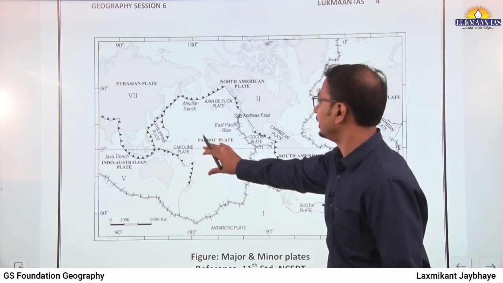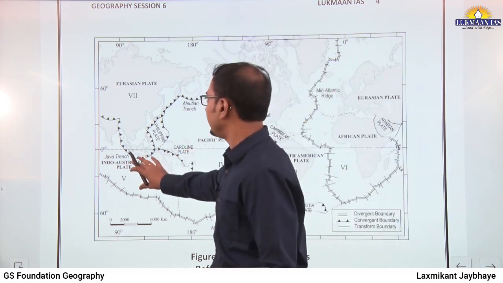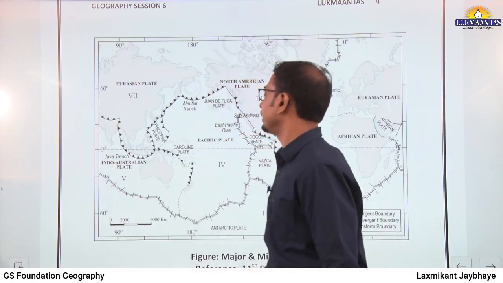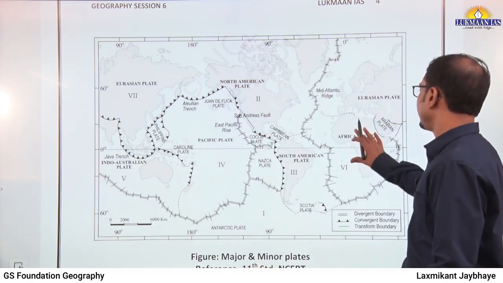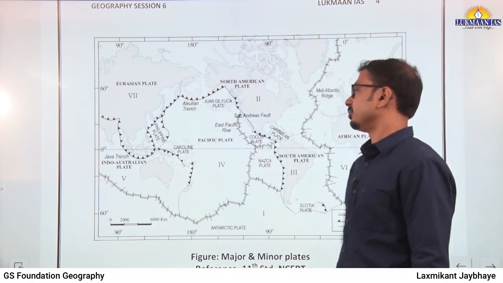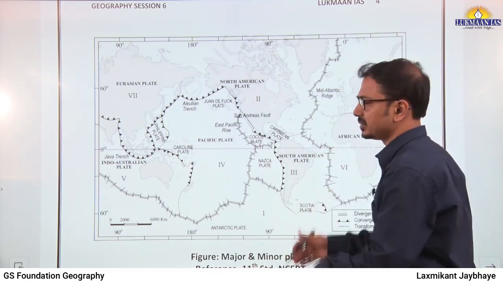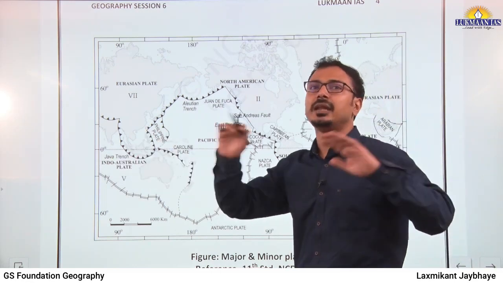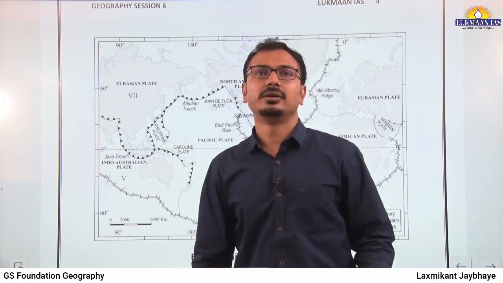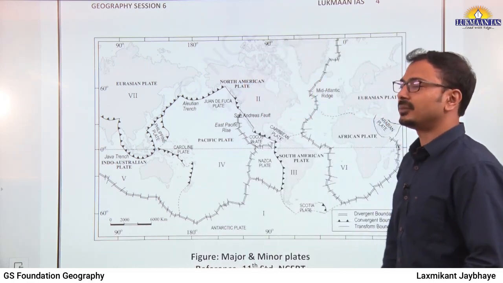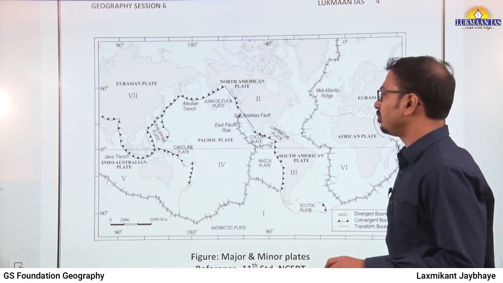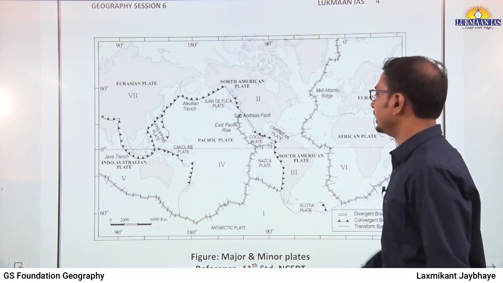Pacific plate, then there is Indo-Australian plate, then there is Eurasian plate. There is, so African plate and Eurasian plate. Okay, so this is how total 7 major plates cover the majority of the landmass of the earth. Okay, so after understanding this, there are some minor plates in between these major plates.